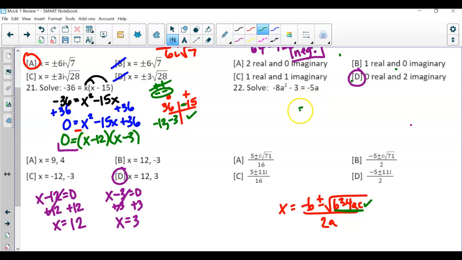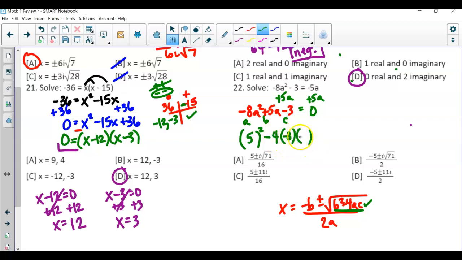That means here we need to add that 5a to both sides of the equation to get this to equal 0. Now, can we add the 5 to anything? No, there's no like term, so just bring it down. Negative 8a squared plus 5a minus 3. Now we can identify our a, our b, and our c here. So I've got b squared, 5 squared, minus 4 times a, which is negative 8, times c, which is negative 3 here.